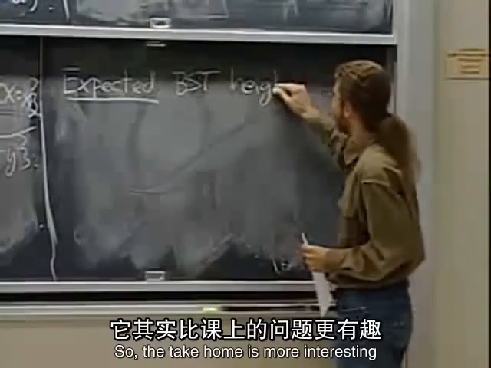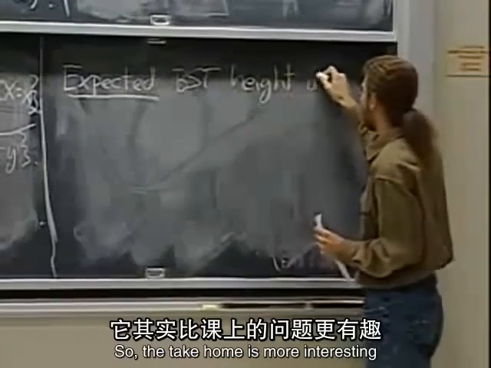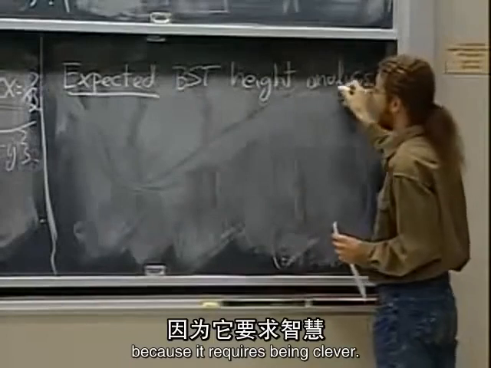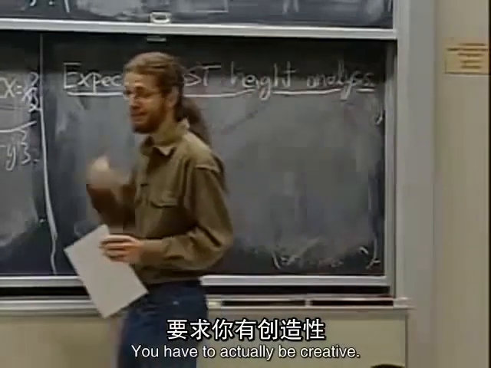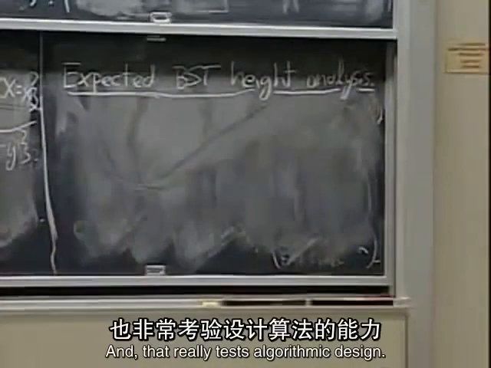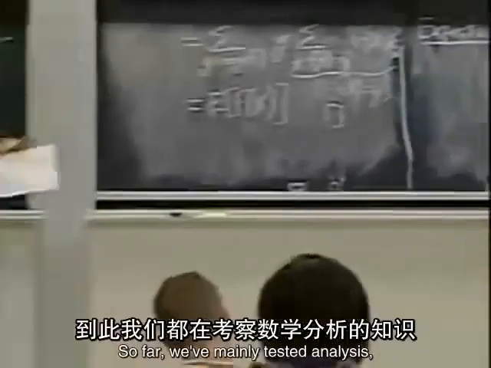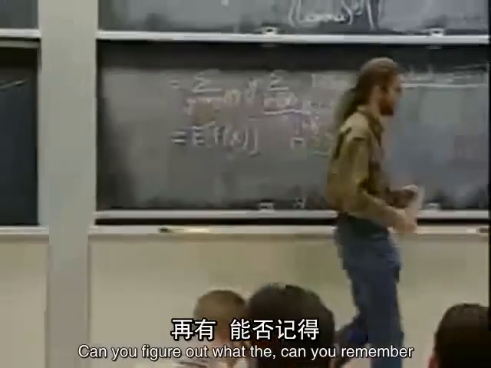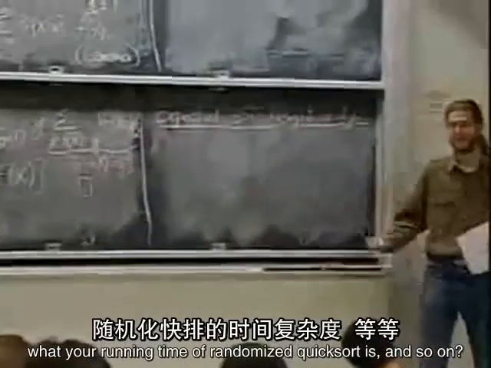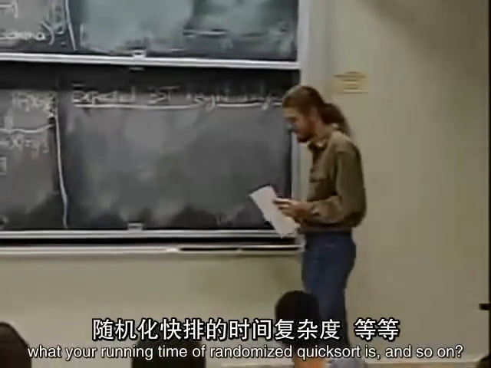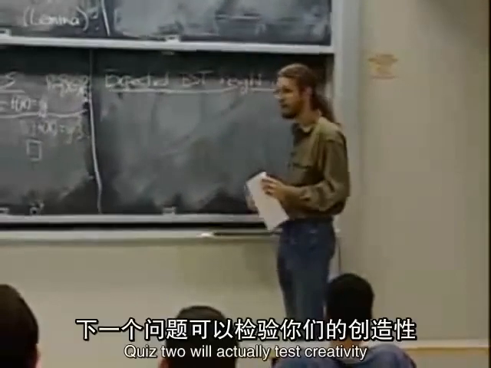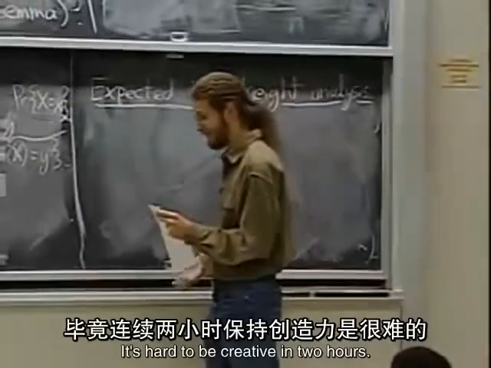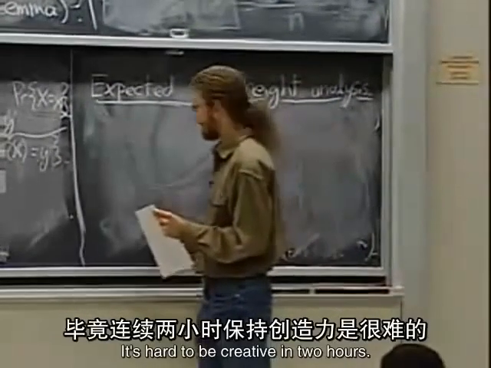So the take-home is more interesting because it requires being clever. You have to actually be creative. And that really tests algorithmic design. So far, we've mainly tested analysis and just can you work through probability? Can you remember what the running time of randomized quicksort is, and so on. Quiz 2 will actually test creativity because you have more time. It's hard to be creative in 2 hours.